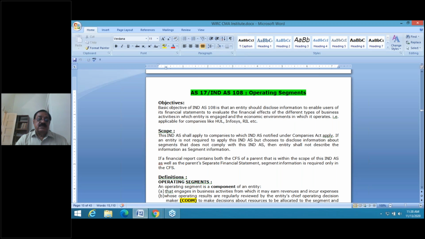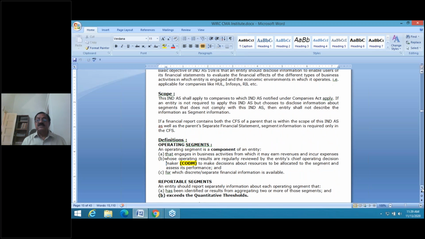This Ind AS shall apply to companies to which Ind AS notified under Companies Act apply. If any entity is not required to apply this Ind AS but chooses to disclose information about segments that does not comply with this Ind AS, then the entity shall not describe the information as segment information. So if any company is showing it voluntarily, though not applicable, but if it is not as per this format, as per the rules of this Ind AS, then it will not say this is my segment information.